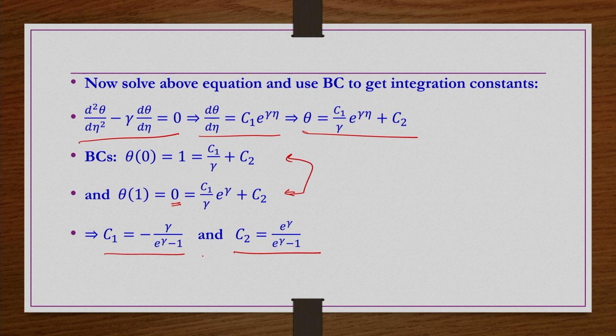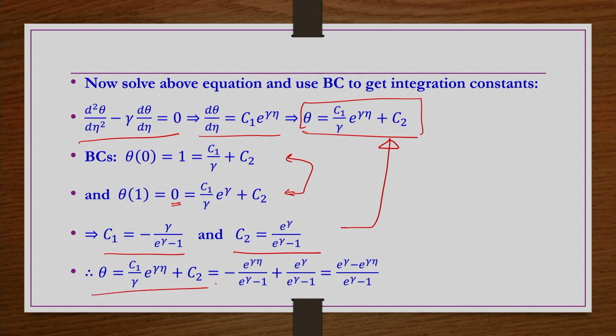So, this C1, C2 you can substitute in this equation to get theta, that is this one. Theta is equal to e to the power of gamma minus e to the power of gamma eta, divided by e to the power of gamma minus 1, right. So, this is nothing but the temperature distribution in non-dimensional form.